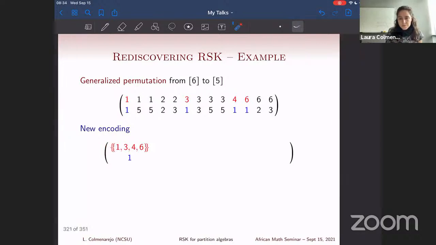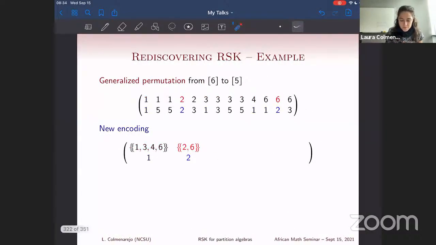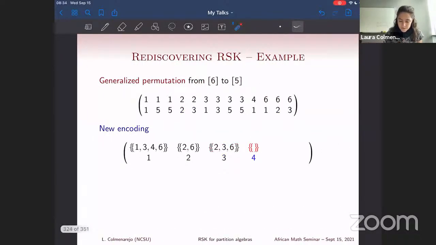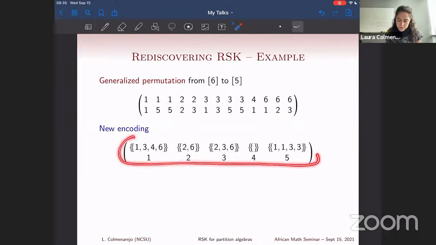I do the same with the 2. So with the 2, I'm going to have this 2 and this 6. With the 3, I have 2, 3, and 6. Now 4 doesn't appear, which means that then I just have the empty set, which is a normal set. And finally, I have the 5. So I have 1, 1, 3, 3, 1, 1, and 3, 3. And that's it. So I have this new encoding.